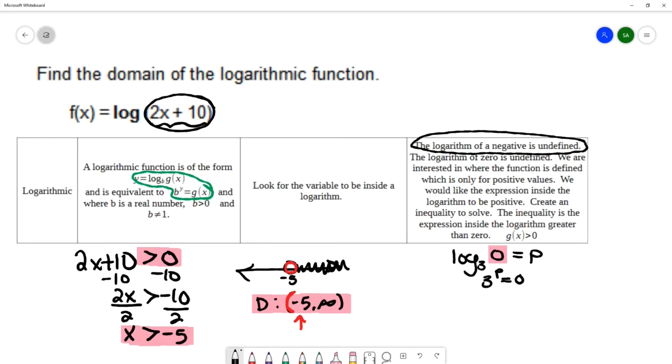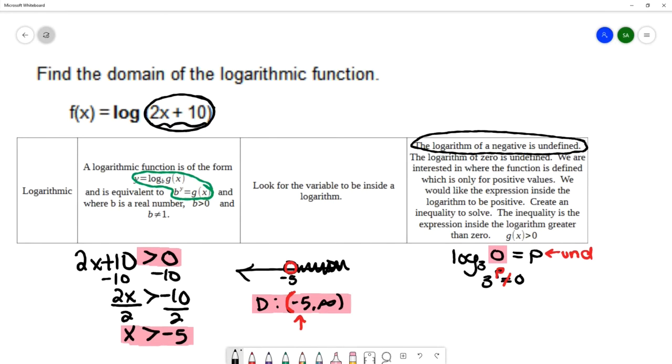So when we think about this statement, 3 to a power equals 0, we come to realize that that can never happen. There is no power that I could come up with, no exponent, that would give an answer of 0. And so we get this expression being undefined.